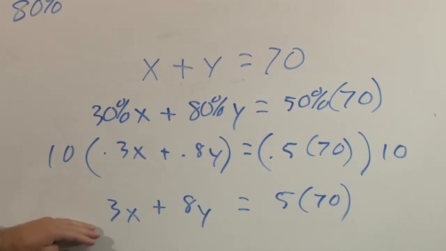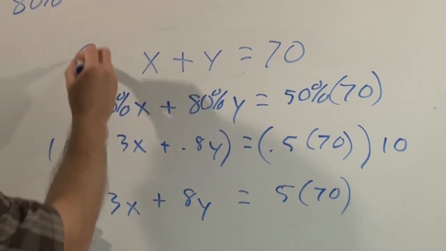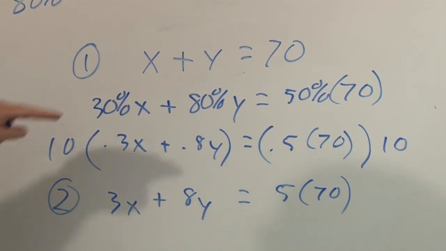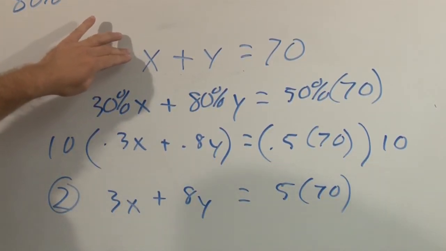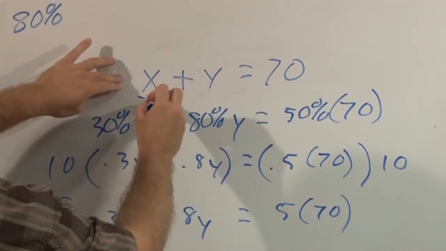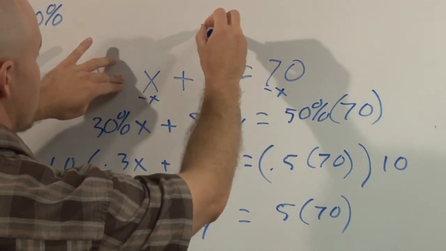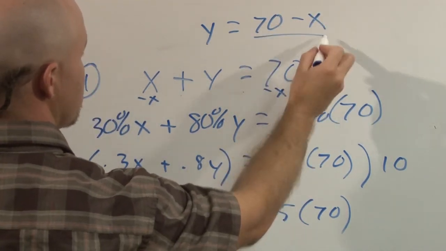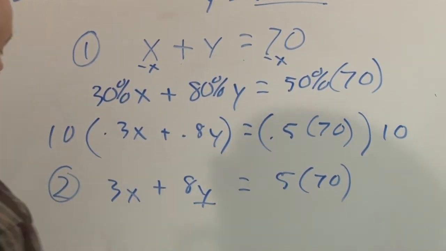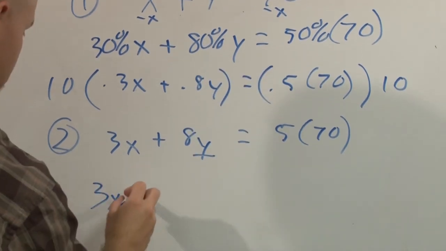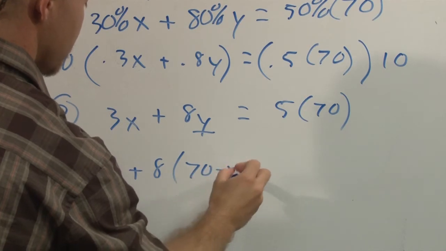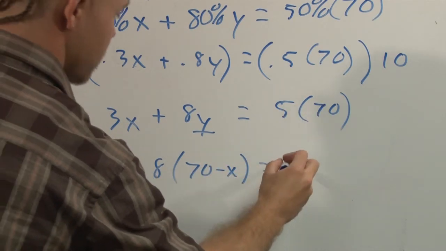Now what we're going to do is look at these. So these are our two equations. We're going to look at these two equations and figure out how to solve them. To me, the best way looks like, in this case, a substitution method. So I'm going to solve for one variable in the easier equation. So let's subtract an x from both sides. This tells us that y equals 70 minus x. Now we're going to substitute that into y in our equation. So we have 3x plus 8 times y, but y being 70 minus x, would equal 5 times 70, so 350.